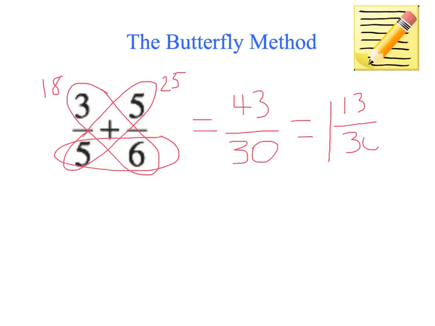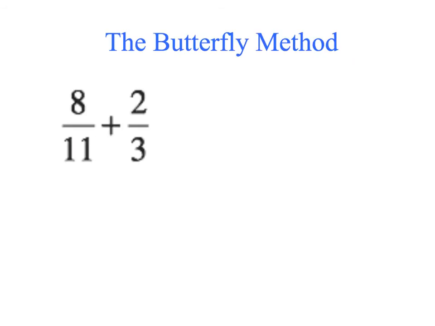Now I just have to check if I can reduce 13 and 30 anymore, but I can't, because 13's an odd number, so I can't actually reduce that down anymore. It's a prime number. Okay, so write that example down for me. I'm just going to do one more.